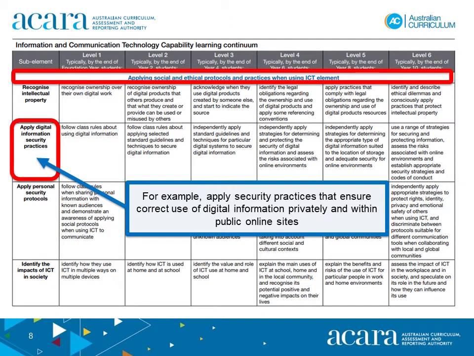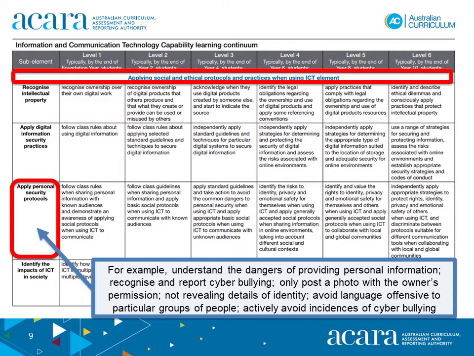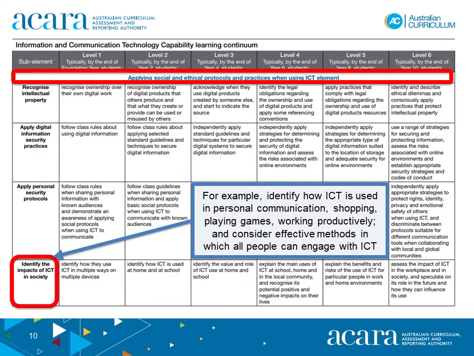Here, students use appropriate practices for the physical and logical storage of security of digital information and apply appropriate protocols when using ICT to safely create, communicate, or share information. The next sub-element is applying personal security protocols. Here, students gain an understanding of the benefits and consequences of the use of ICT by individuals, groups, and communities. The final sub-element, identify the impacts of ICT in society, asks students to understand the impact of the use of ICT on the fabric of society.